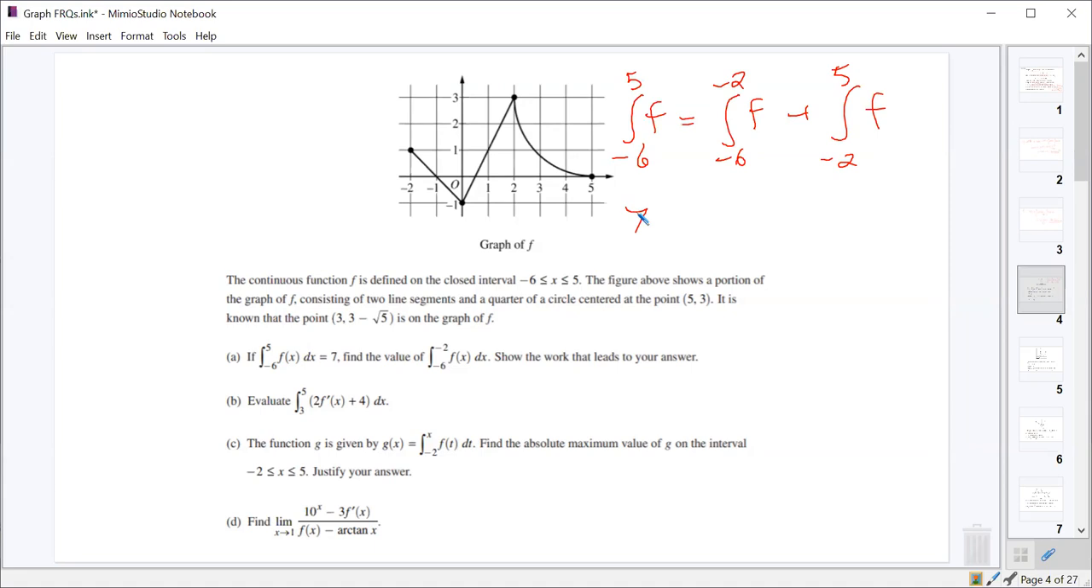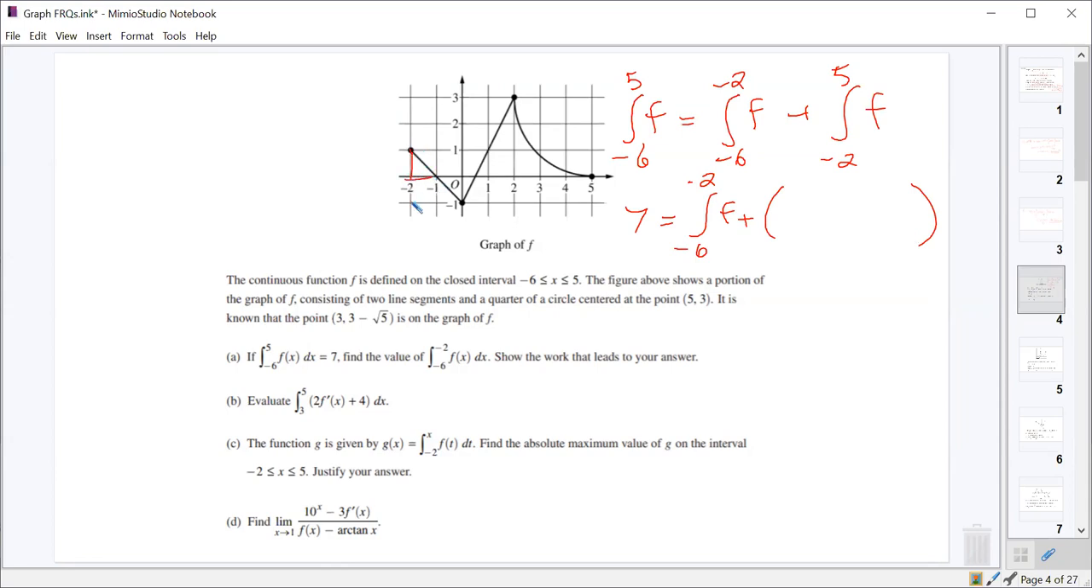So we know that the integral from -6 to 5 of f is 7, so we'll put that in. We are looking for the integral from -6 to -2, and we need to add to it the integral from -2 to 5 of that. Everybody good there? Okay. So we will do this in a couple of parts here.